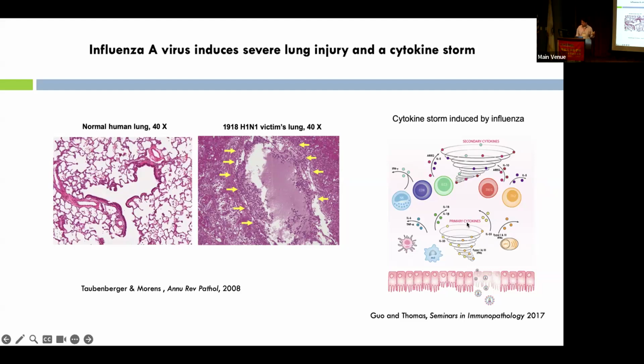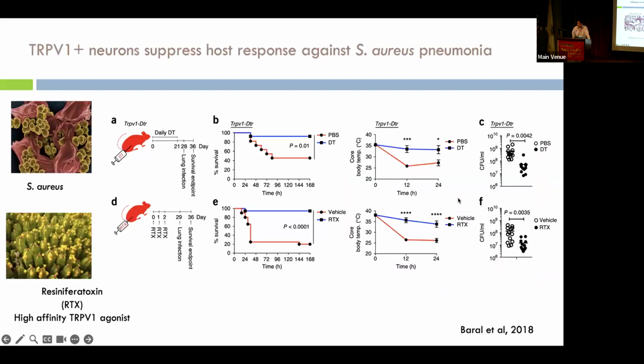And then Paul Thomas, this is just a review from him showing the cytokine storm, that these uncontrolled inflammatory reactions also drive death. So we want to know, what if we target these neurons, TRPV1 vagal neurons, in the context of infection? So this actually started a few years ago where Pankaj Baral, who's now an assistant professor at Kansas State University, tried to first look at a bacterial infection model. So we took Staph aureus, which is a cause of lethal bacterial pneumonia, and we treated mice to deplete them of these TRPV1 neurons in two different ways.